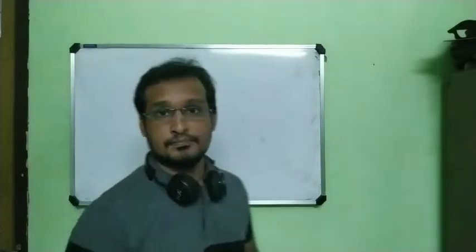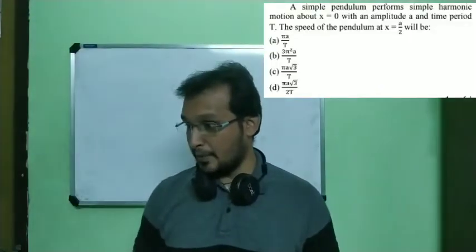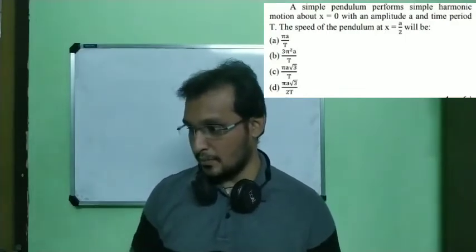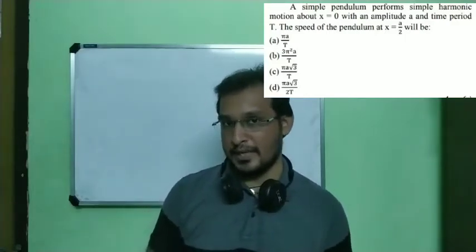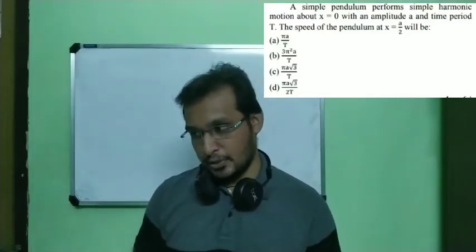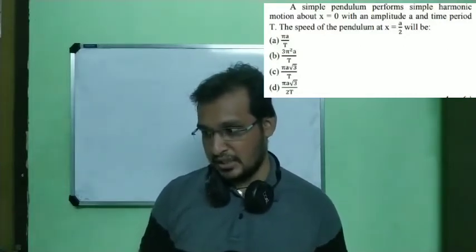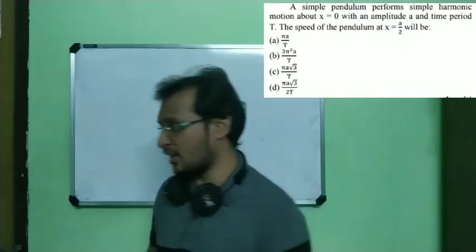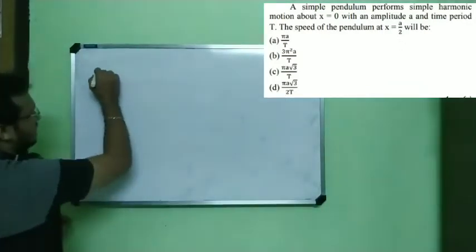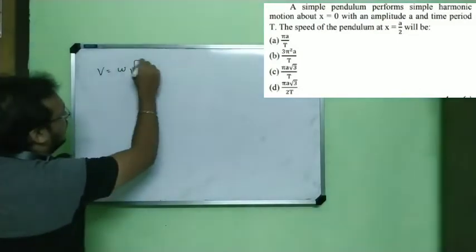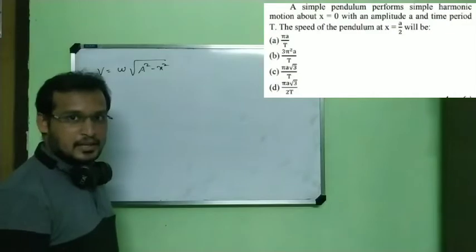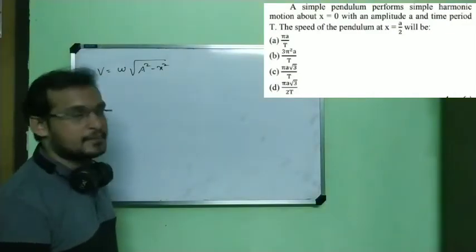So, next question. Read the question. A simple pendulum, so the question is from oscillations, performs simple harmonic motion about x equal to 0, the mean position, with an amplitude a and time period T. The speed of the pendulum at x equal to a by 2. Very simple, direct question. Speed is given by v equal to omega into root of a squared minus x squared. This is the general equation, speed at any distance x.